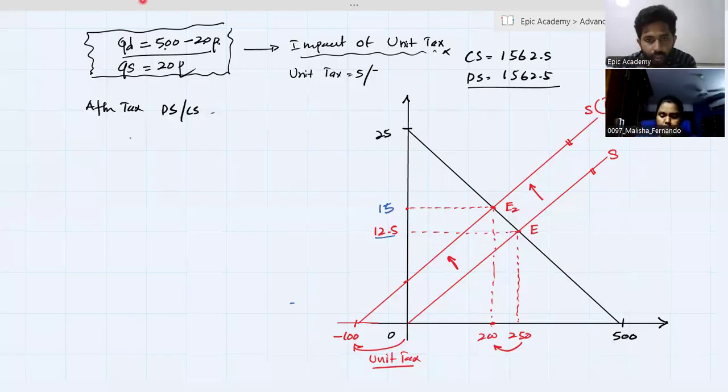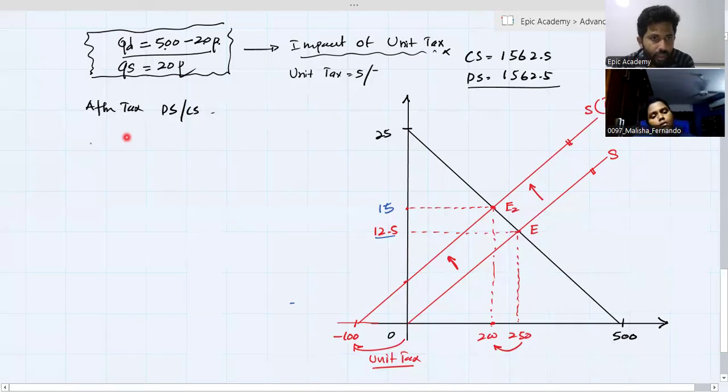How? Half into 200, multiplied by 10, isn't it? Yes. 100 multiplied by 10. So then CS becomes 1000.